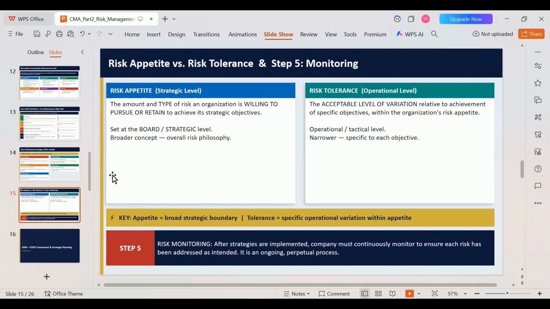Okay, and this will be set by the board of directors because they assume the position of the tone at the top. And those people have to take the strategic decisions. So risk appetite is fixed by the board of directors. Okay. So next up, we have risk tolerance. So what is this risk tolerance?